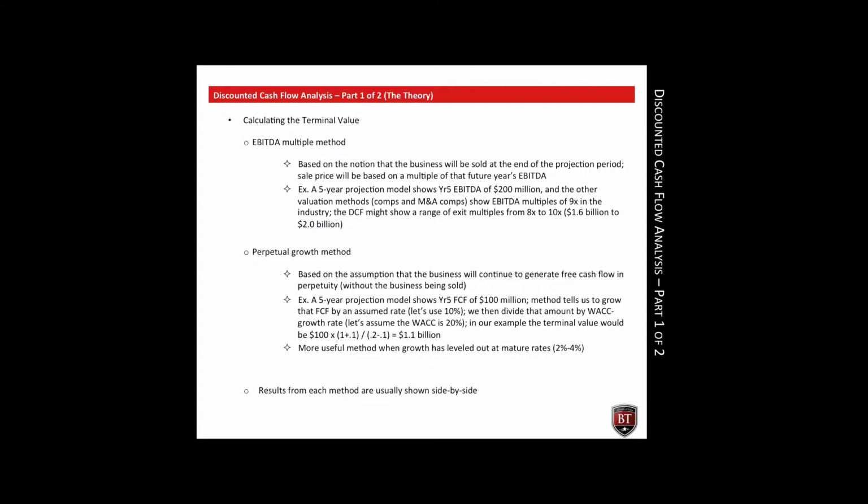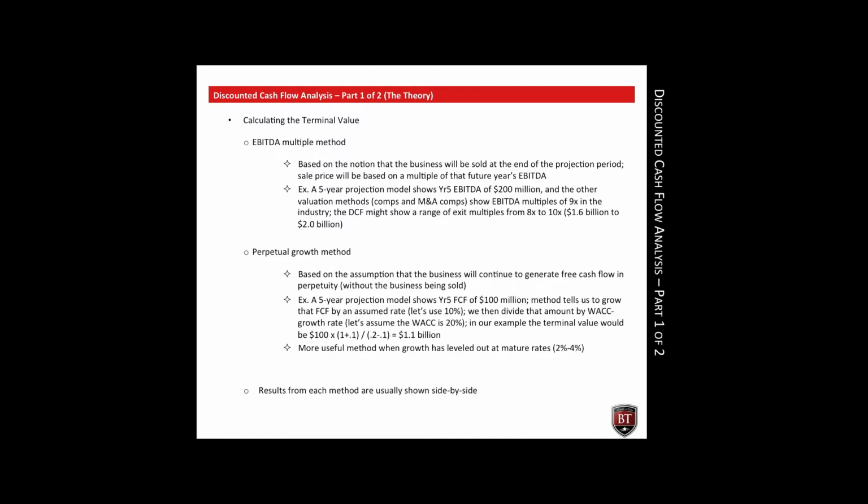So our DCF, EBITDA multiple method, might show a range of exit multiples, say 8 to 10 times, instead of just pinpointing at 9, giving us a range of terminal values of 1.6 billion to 2.0 billion. Again, those are future values that then need to be discounted back, and we'll talk about that soon.